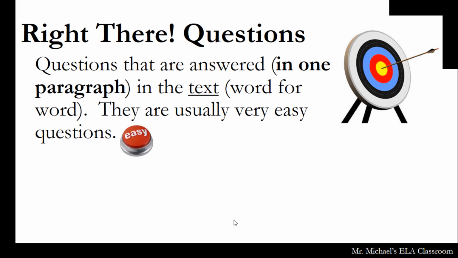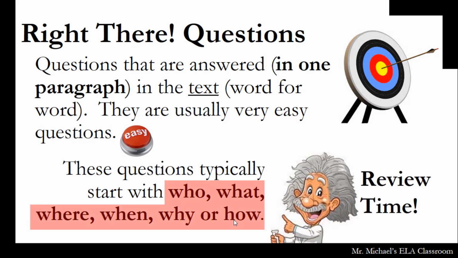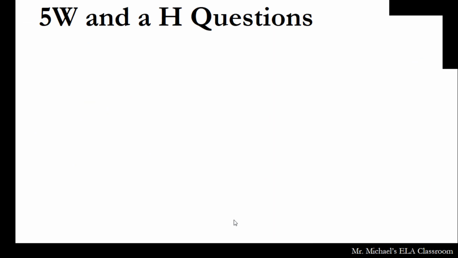So right there questions. Questions that are answered in one paragraph or in one sentence in the text. So these are not from your brain. They're directly from the text. And they're answered word for word. These are usually very easy questions that start with who, what, where, when, why, or how. So let's do a little bit of review on these.